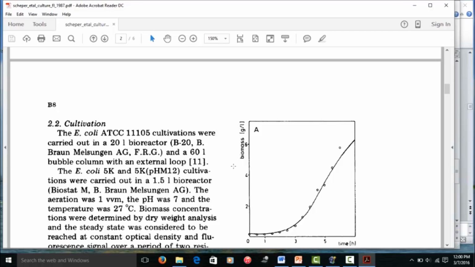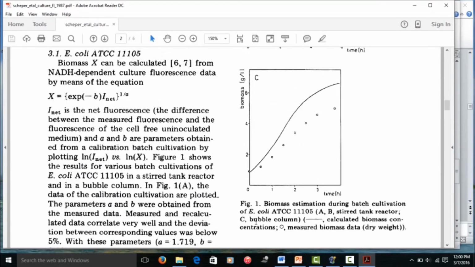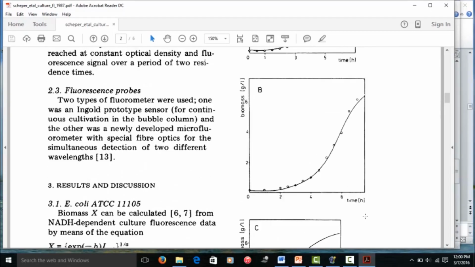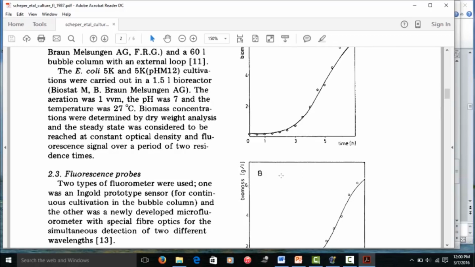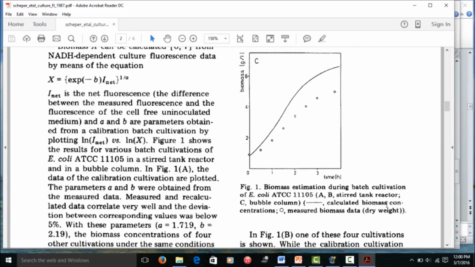This is biomass or cell concentration in grams per liter versus time by two methods. One is the traditional OD method, and the other one is the culture fluorescence method. It agrees in many situations. It doesn't agree in one such situation. This is bubble column conditions. If it is a stirred reactor, there is absolutely no problem, whereas in a bubble column there seem to be interferences which lead to a difference between these two. So one should be careful while using culture fluorescence in bubble columns. It makes sense because bubbles will interfere.